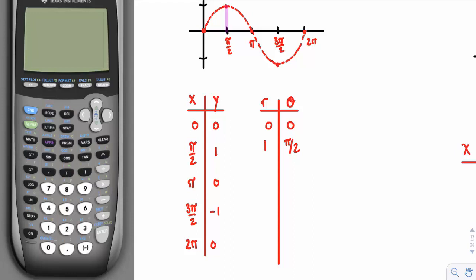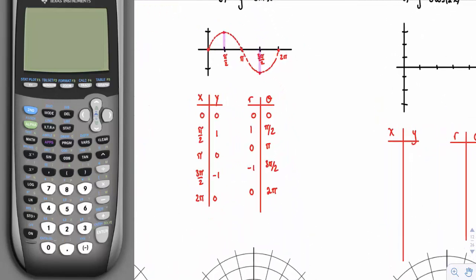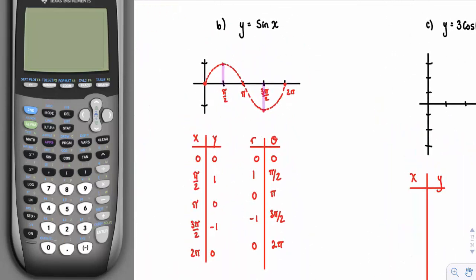And then the next point is going to be at 0, pi. And then we're going down 1, which is -1. So that's going to be -1 for my radius, 3 pi over 2. And we're back at 0 for our radius, because we're back at this point. So that's going to be 0, 2 pi. So just like before, we're going to go ahead and graph this. Now you can imagine this one is probably going to be a circle as well. You just want to know where it opens. What direction is it going to be? That's what we're going to find out when we graph it.